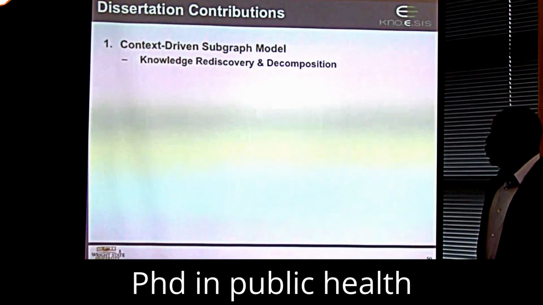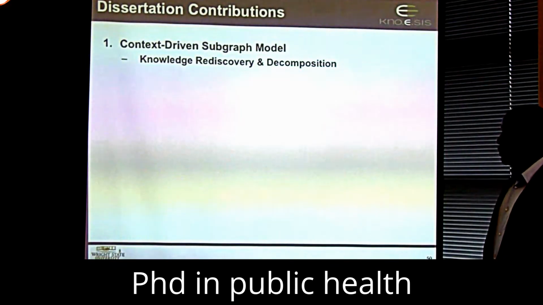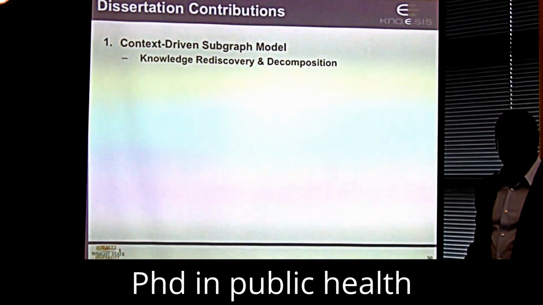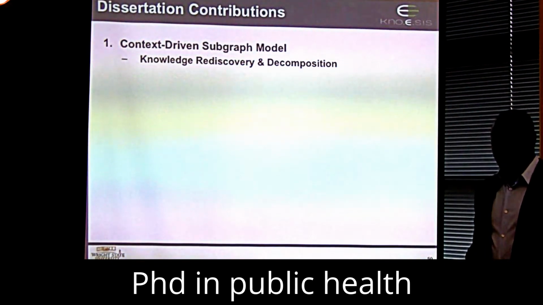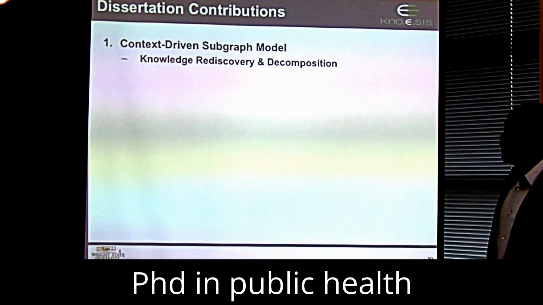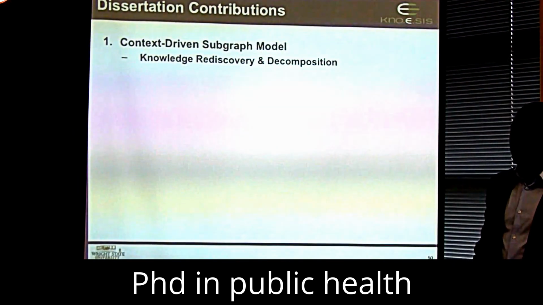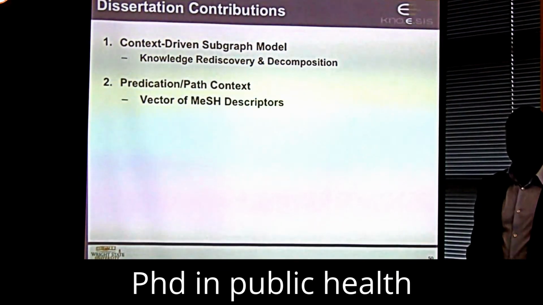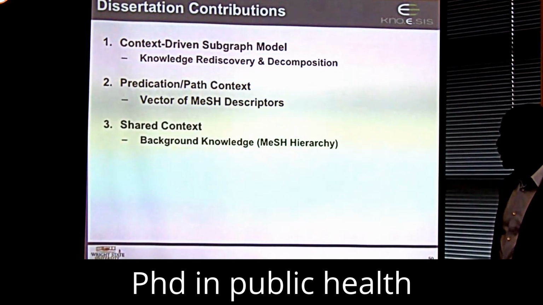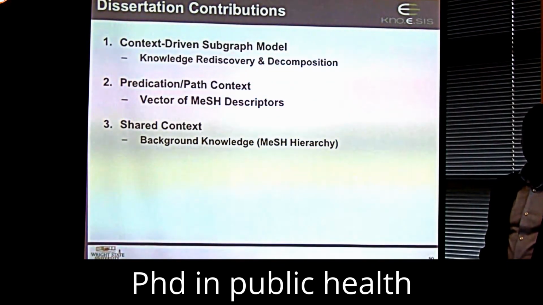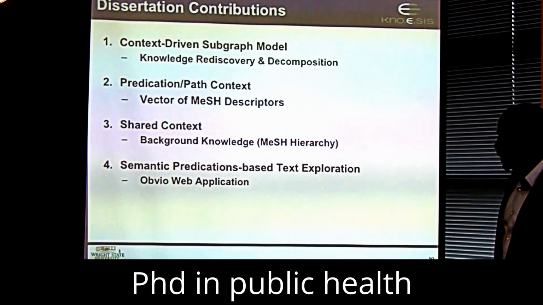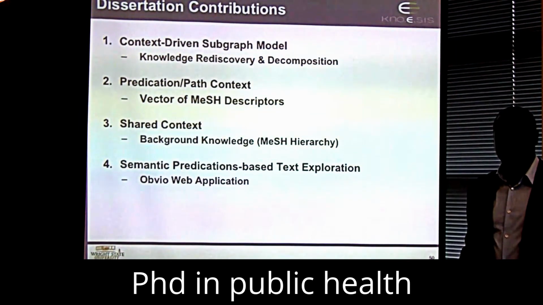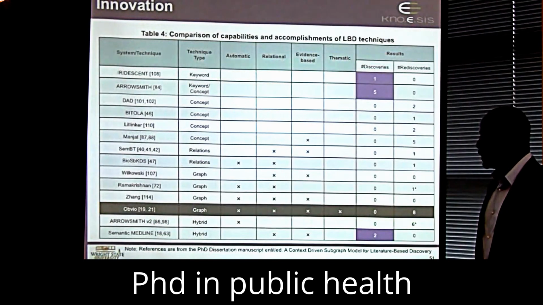I've made 4 contributions. One, the context-driven subgraph model, and I've shown earlier that you could use this to rediscover and decompose Swanson's association. We've automatically created subgraphs on multiple dimensions, and we found, I believe, 2 out of 3 of the associations with complex information there. We've specified this business of predication context in terms of this vector that eventually downgrades to a set of mesh descriptors. We've used structured background knowledge to compute the shared context. And then in my web application, which I didn't show, we've used both the literature and the background knowledge to be able to filter things.